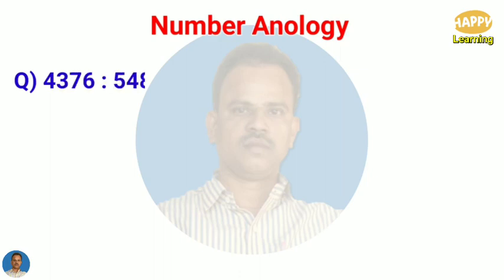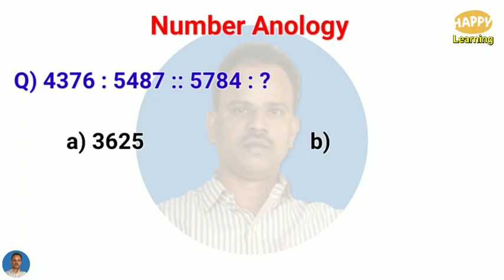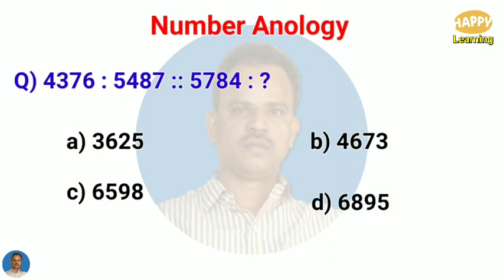Next question is 4376 is to 5487 is same as 5784 is to dash, and the options are 3625, 4673, 6598 and 6895.